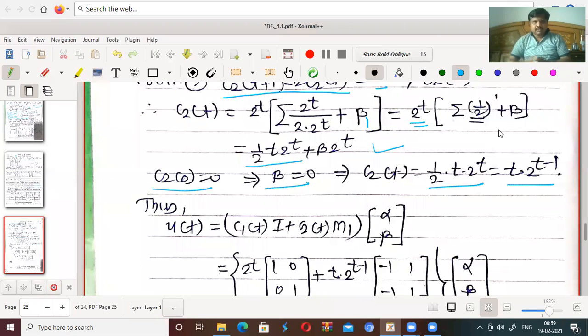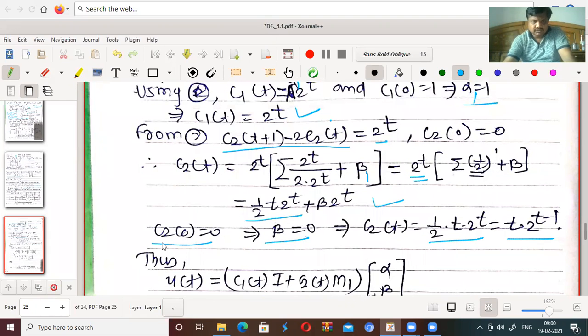Okay. Because of a net problem, we lost the net. So we'll start this example again from the same point. So C2 of 0 becomes 0. C2 of 0 equal to 0 gives beta equal to 0, and C2 of t equal to 1 by 2 t into 2 to the power t.